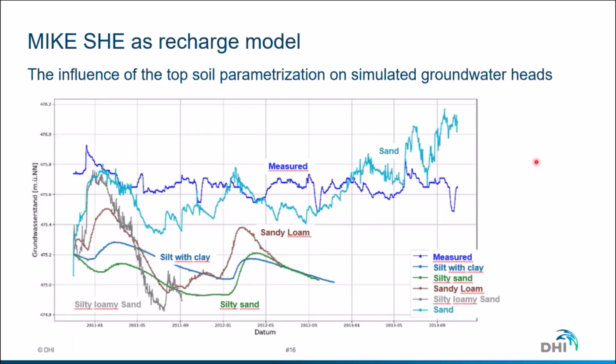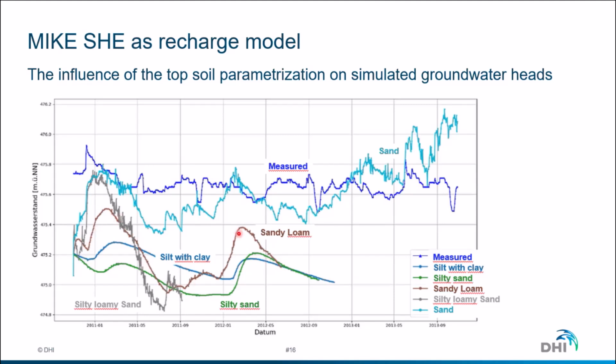And this is quite significant because here we have a small example from southern Germany. You see in the dark blue line a measured groundwater head. And you have here different outcomes depending on different soil parameterization based on the soil type. Fun fact, in reality, the official public soil map indicated the brown sandy loam.